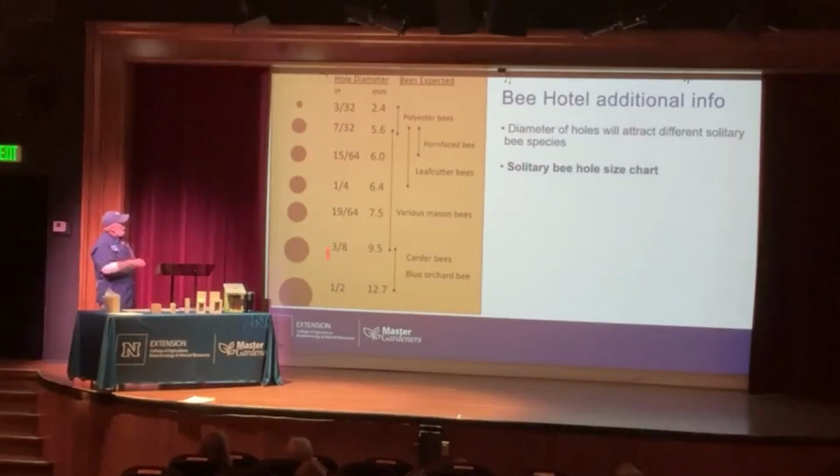Additional info. I mentioned the diagram chart. And I mentioned mason bees. Mason bees like a large hole, 3/8 inch, all the way down to 7/32, so a big variety. I mentioned also leafcutter bees. Leafcutter bees like a 1/4 inch to 7/32.